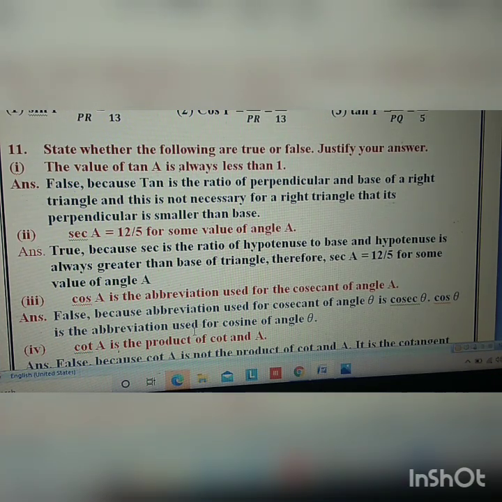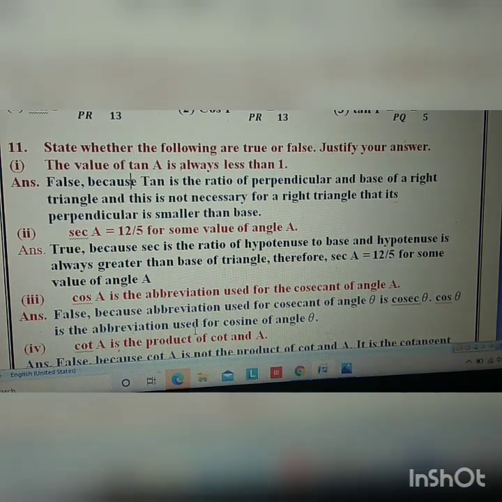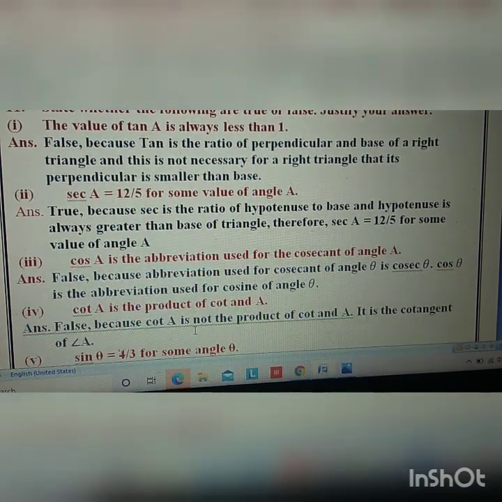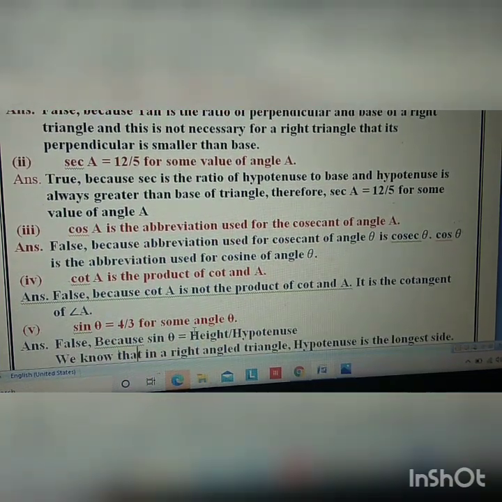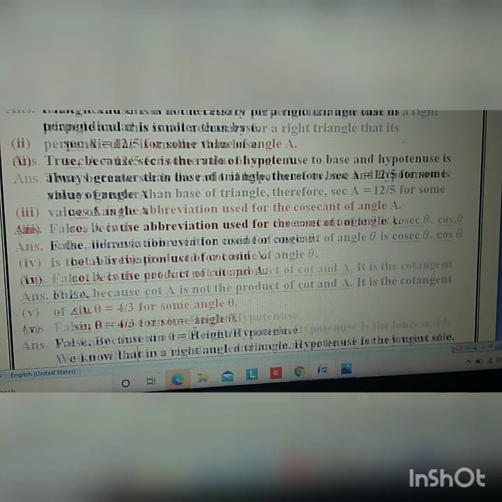It is a cotangent. If we are writing sin A, cos A or tan A, it doesn't mean that these are the products of sin and A, cos and A, tan and A. It means it is sine of angle A, cos of angle A, tan of angle A. In the same way, cot A means the cotangent of angle A.